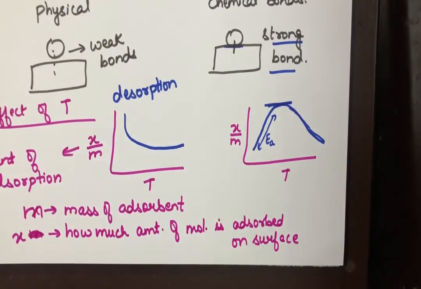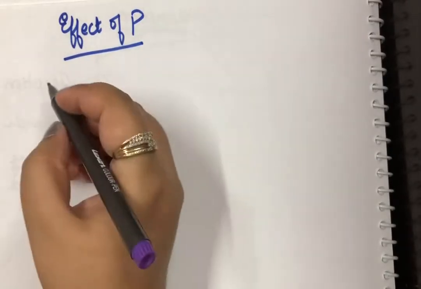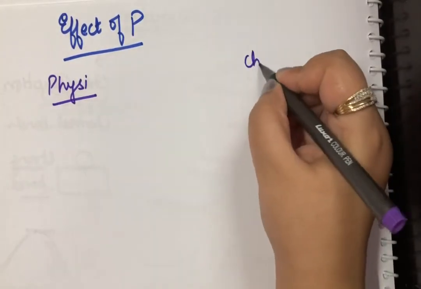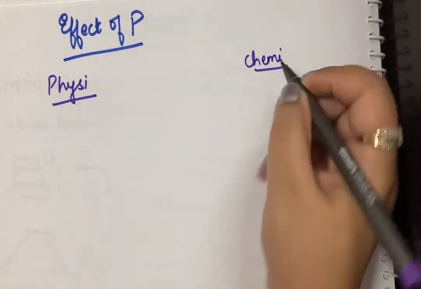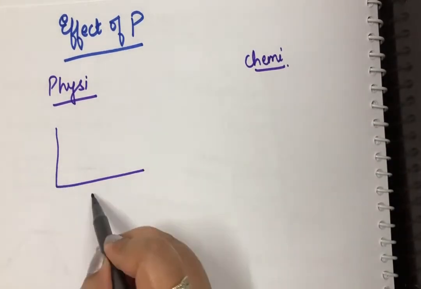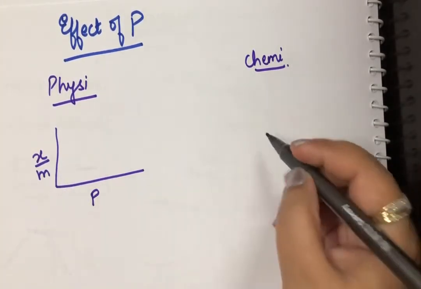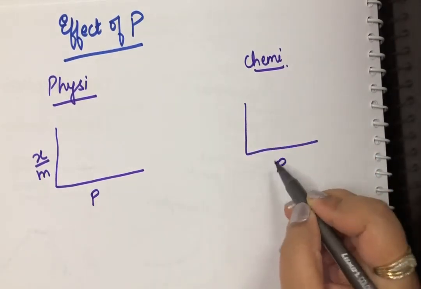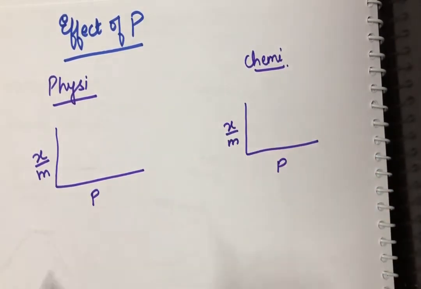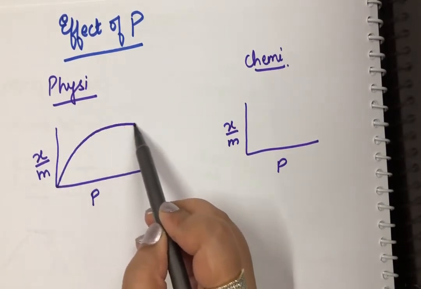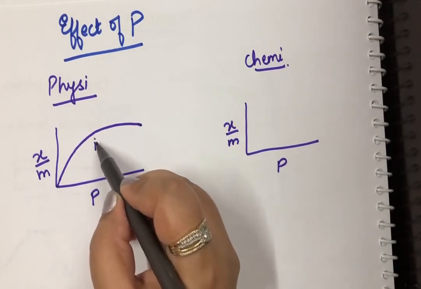Let's see what is the effect of pressure here. Now if I'm talking about physisorption, and here I will be talking about chemisorption. So now again I will draw the graph. Now instead of temperature I will write pressure. This is extent of adsorption. Here also I will draw the same graph. This is x by m here. Now when you draw the graph between the pressure and the extent of adsorption, the graph goes like this. This is constantly increasing.